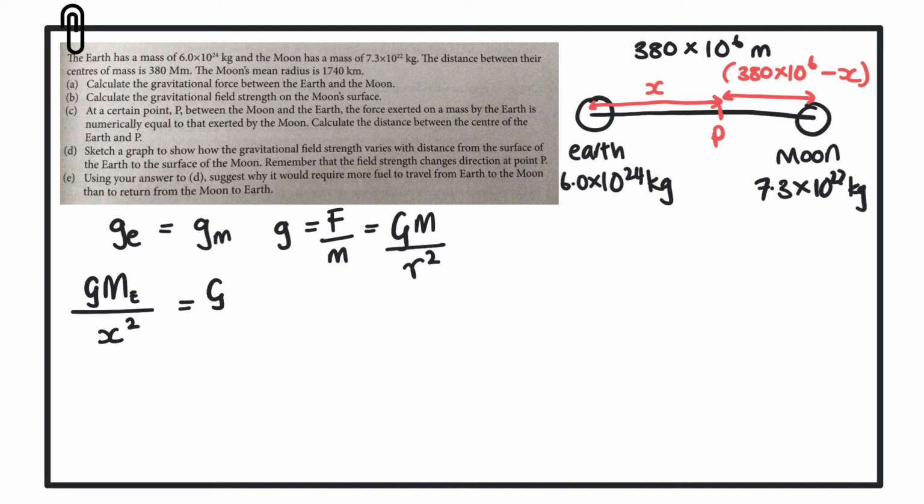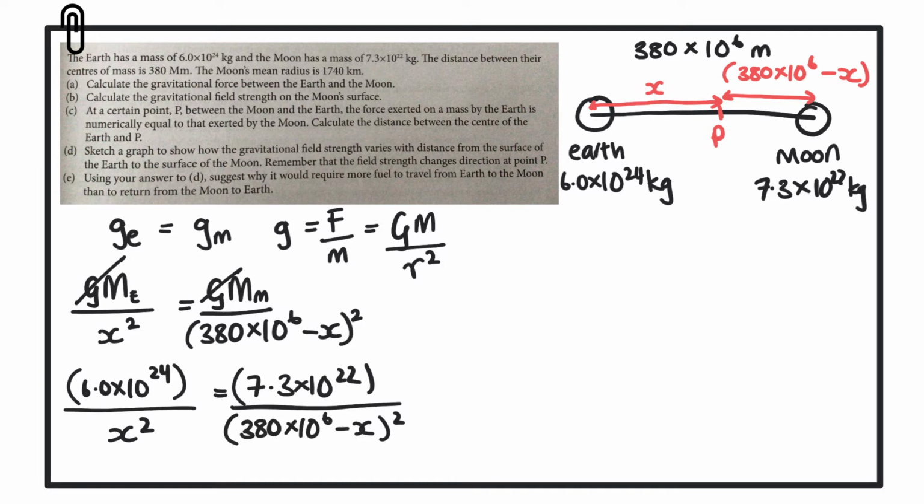And that equation becomes G multiplied by the mass of the moon divided by its separation from P to the centre of the moon. Now that distance, which we'd labelled on our diagram, is 380 by 10 to the 6 minus x. And then don't forget that that is squared. So looking at this expression, we can see that G occurs on both sides and we can cancel that out. And we do know the values for the mass of the Earth and the mass of the moon, so we can put those in as well.